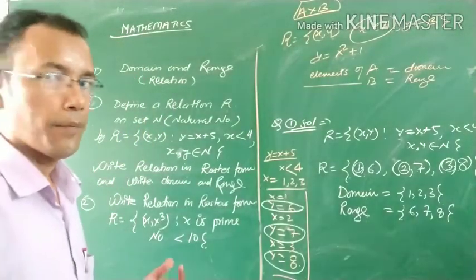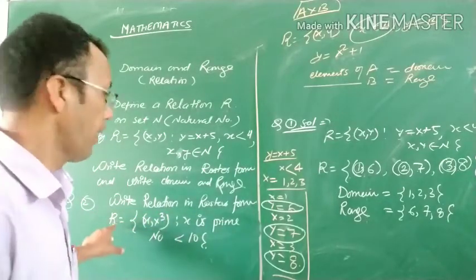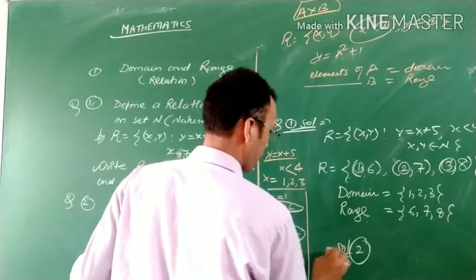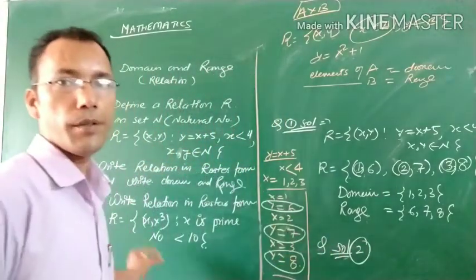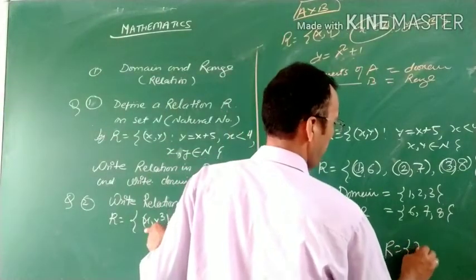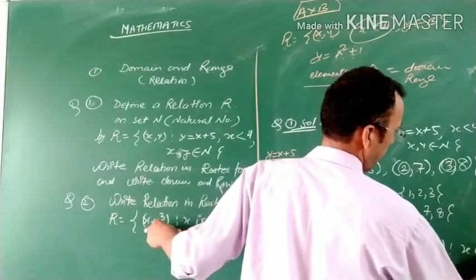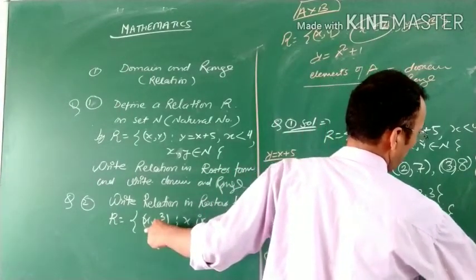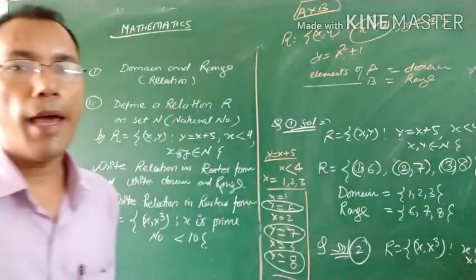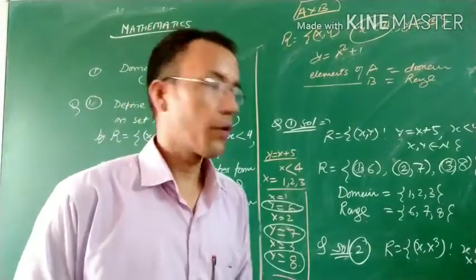Okay students, the next question is the same. Write the relation in roster form and solution of question number 2. Check it. We have another relation, R is equal to {(x, x cube) such that x is a prime number and x is less than 10}. That means x is less than 10 and x is a prime number.